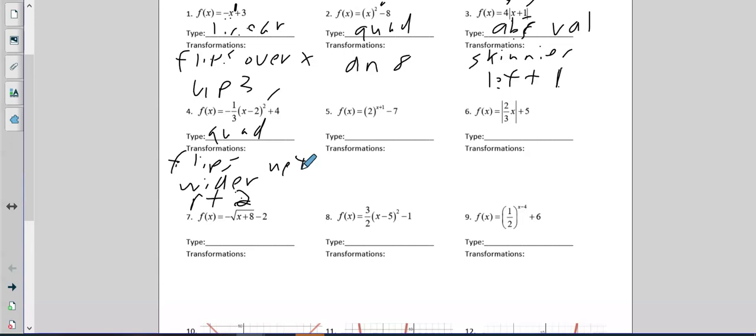Number 5, we have an exponent here that's got an x in it. The base is bigger than 1, so that's exponential growth. The plus 1 up in the exponent is kind of like follows the inside lies rules. So plus 1 is actually left 1. And the minus 7 is down 7. All right. Number 6.